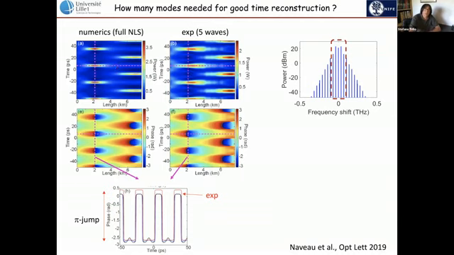And of course you can measure not only the square modulus, but also the phase. And again, experiment and theory are in pretty good agreement. So we measured a pi phase jump that you can have across the peak in the transverse direction, and also in the longitudinal direction, but I'm not showing this in the slides.